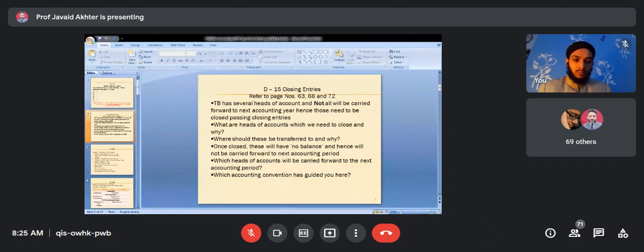Because you have already closed 3 out of 5, you have already closed 2. So there are no balances in those 2 accounts. In none of the expense accounts is there a balance, and in none of the revenue accounts is there a balance. We know what revenue accounts are, like sales account, interest earned account, etc. What are expense accounts? Salaries, rent, etc. So there are no balances. So you will carry forward asset, capital, and liability.